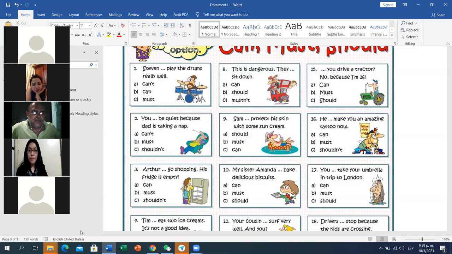Si tienen alguna pregunta respecto a una palabra, tranquilo. Sam must protect his skin with some sunscreen, excellent, very good. Some sunscreen, okay. Now, what do you think it is? Should, must, or can? Should. Okay, perfect.